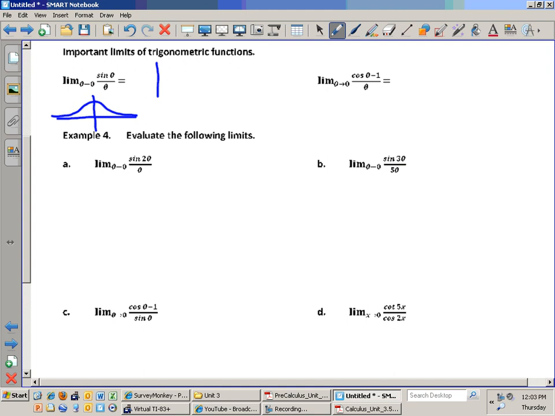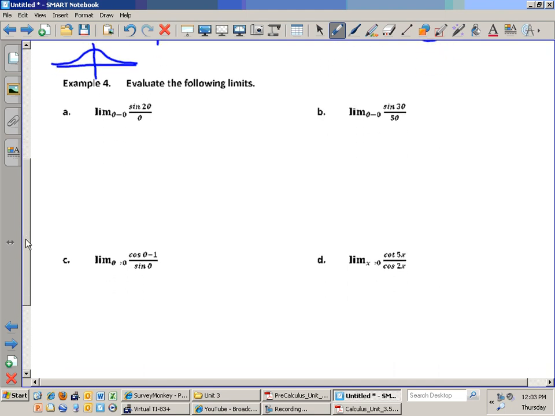Second one, the limit of cosine of theta minus 1 over theta happens to be 0. If you want to see those proofs, you can look in your book, but those are identities that we do need to keep in mind. You can't have 0 in the denominator, you're right, just like you can't have 0 in the denominator here. So it's a limit that you would have to prove through various means. I'm going to show you how to work with a couple that are a little bit tricky. I'm going to write it a little bit bigger so I can see it.